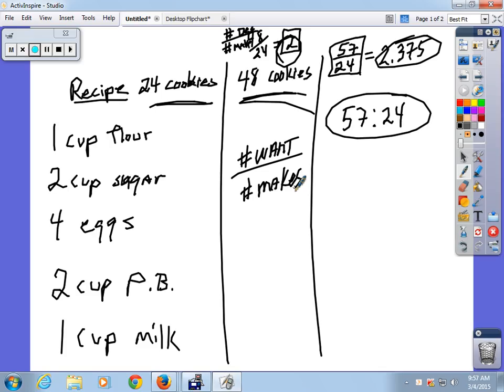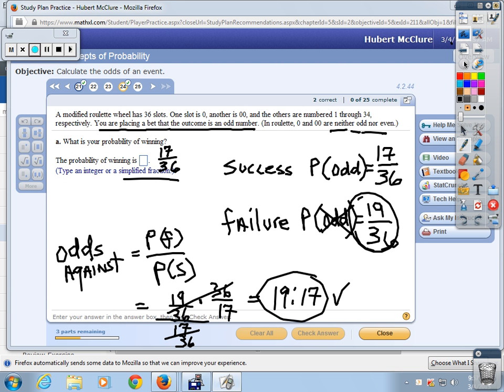So if I wanted to know how much money I would win on a 19 to 17 odds against, if I bet $50, what would I win? Well, you take 19 over 17 and multiply it by $50. Do that.